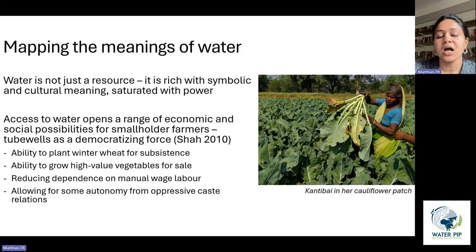So whereas earlier, many of them would work as servants and sort of bonded labor with upper caste landowning households. Now with the tube well and their ability to grow different kinds of crops and more crops, it also allowed them some autonomy from these oppressive caste relations. Of course, many of them continue to work as agricultural wage labor and manual labor in other people's fields. But what was significant is that water offered them the kind of opportunity to be independent to an extent. And this is, I think, significant to point out.